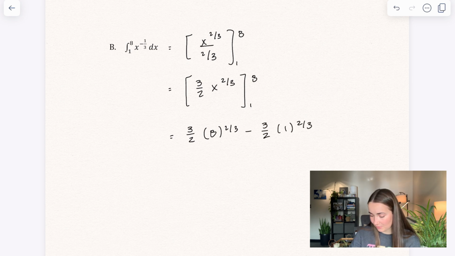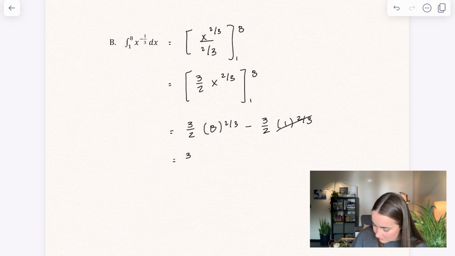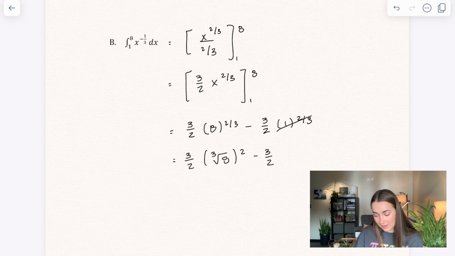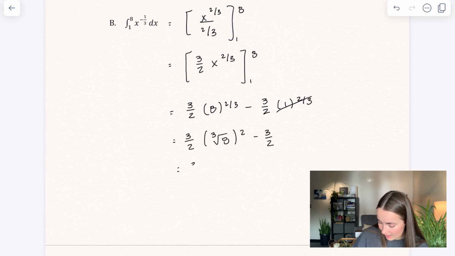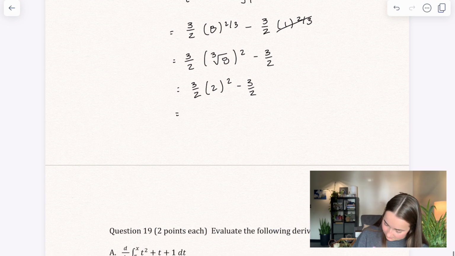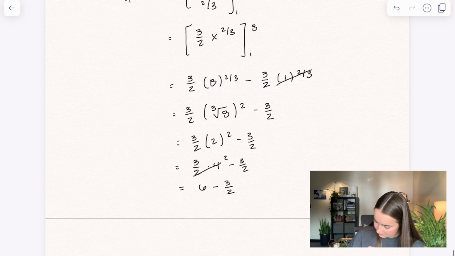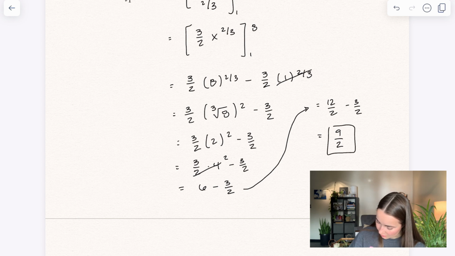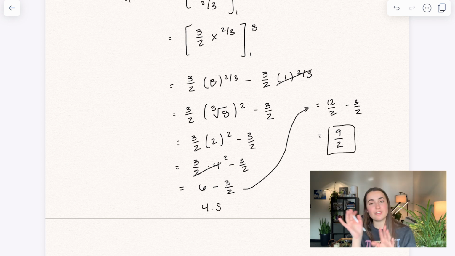So we can actually simplify this. 1 to the 2/3 is just equal to 1. So this whole thing is just equal to 3/2. And now for the other one, I'm going to go ahead and rewrite it for us. Hopefully that makes a bit more sense. So here we get 3/2, and the cube root of 8 is equal to 2, squared, minus 3/2. And I'll continue simplifying this. And there we get our solution, or if you wanted, you could just say 4.5, whatever you like to say. But here we get a value of 9/2.